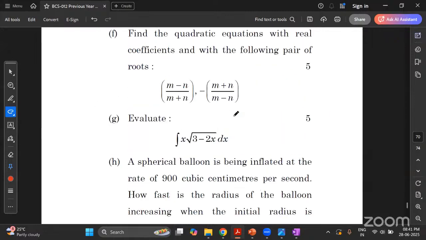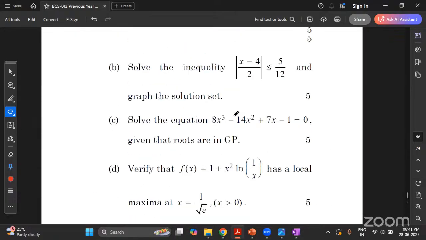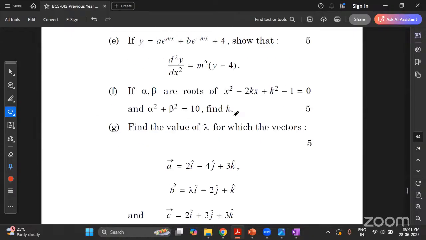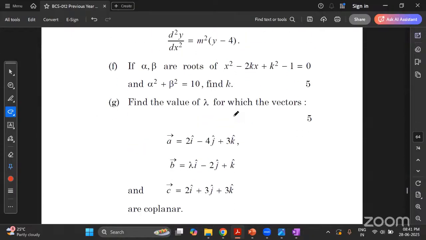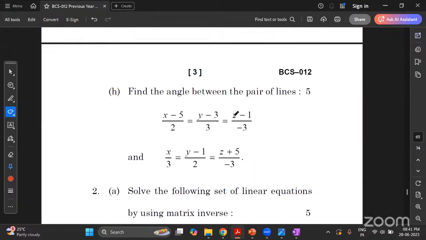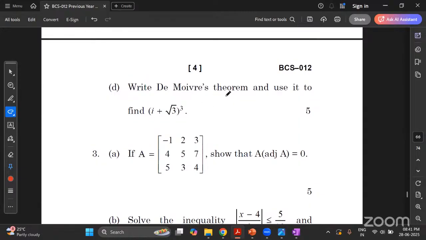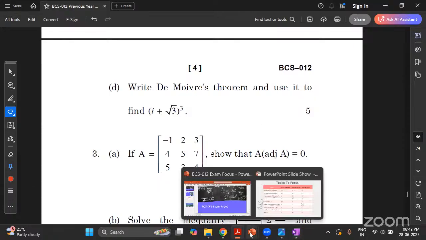See here, you have a problem. Quite simple. And that was June 2023. See here also, you have a complex number problem here. See, write De Moivre's theorem and use it to find (1 plus root 3 i) whole power 3. Quite a simple concept it is. So that is exactly one question you will get, not more, not less.